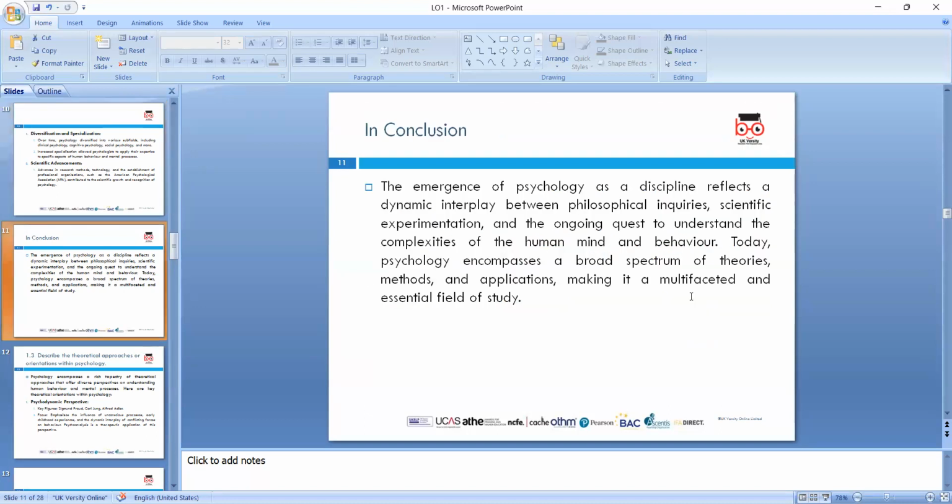The emergence of psychology as a discipline reflects a dynamic interplay between philosophical inquiries, scientific experimentation, and the ongoing quest to understand the complexities of human mind and behavior. Today, psychology encompasses a broad spectrum of theories, methods, and applications, making it a multifaceted and essential field of study.